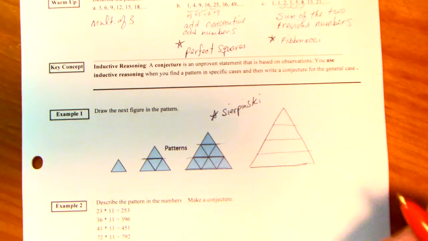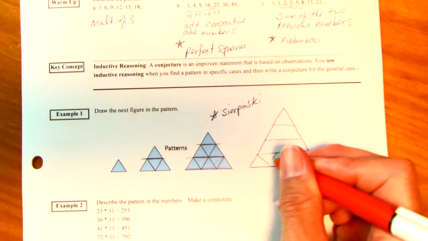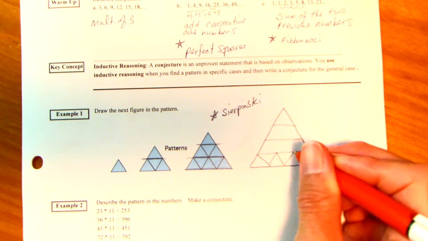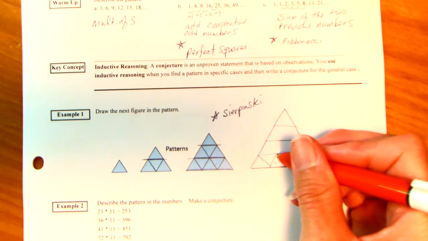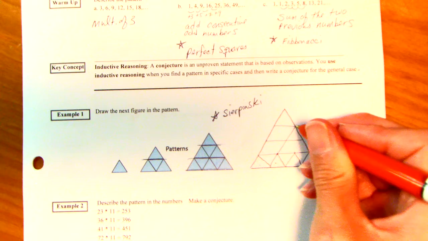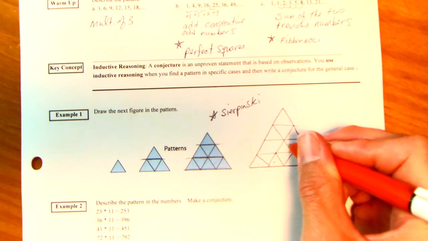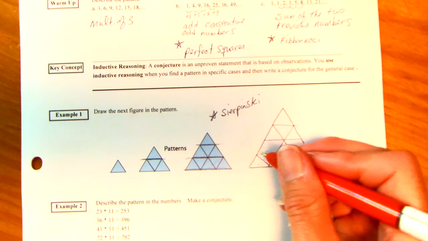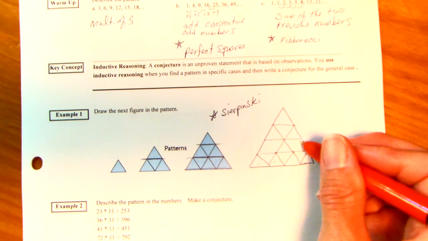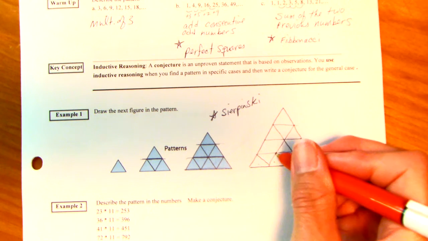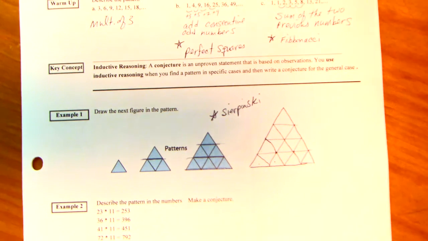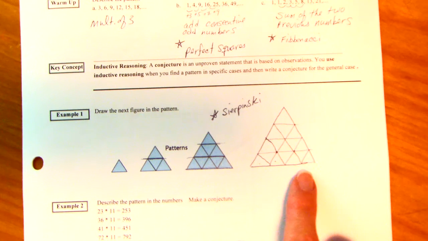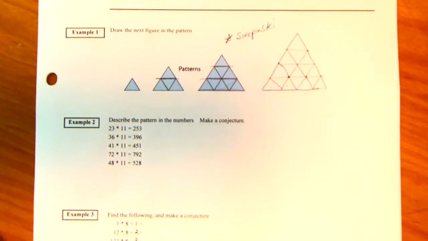And I hope I don't mess this up. One, 2, 3, 4 on the bottom. Beautiful. Let's see. There we go. Okay, that wasn't too bad. This is kind of hard to draw. Good luck with that. Example 2.